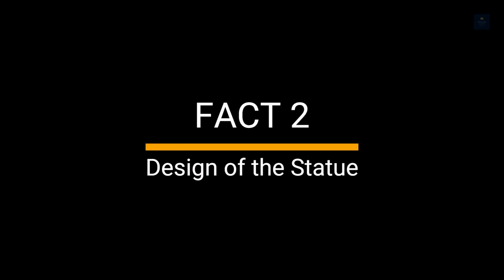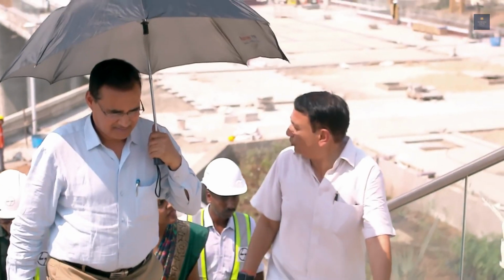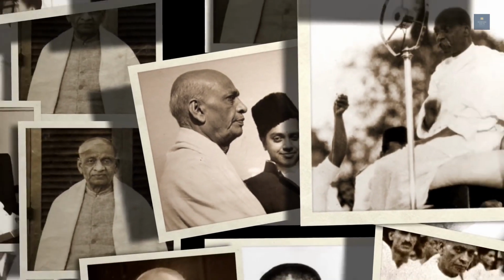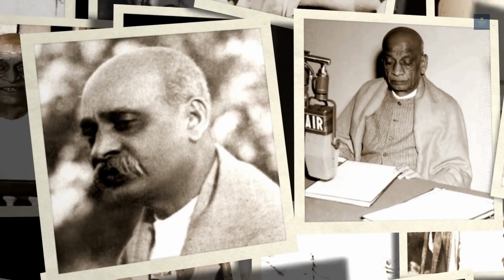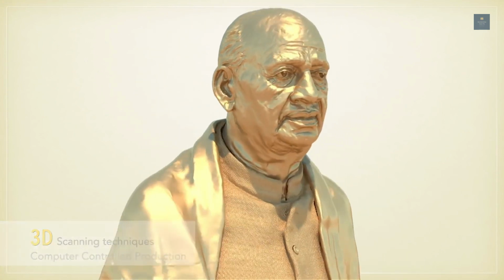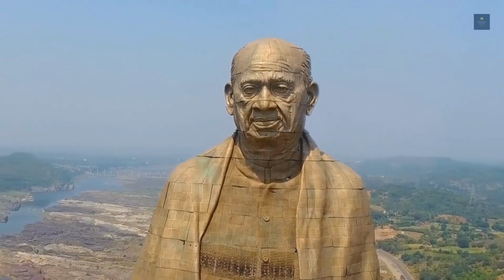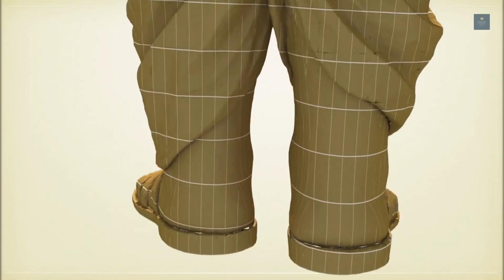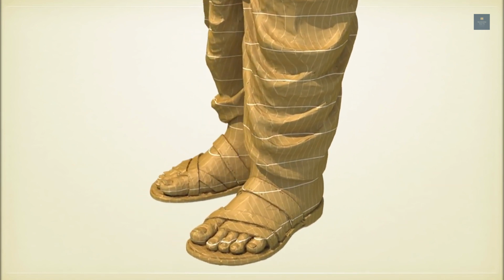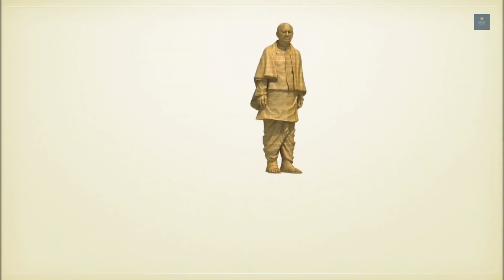Fact 2. Design of the statue. Before the making of the Statue of Unity, a team of historians, artists, and academics studied a lot of statues of Patel across India. After studying these statues, they chose the statue of Patel that was made by Indian sculptor Ram V. Sutar. The Statue of Unity is a larger replica of the statue of Vallabhbhai Patel that is installed in Ahmedabad International Airport. Ram Sutar's son Anil Sutar explained the design of the statue.